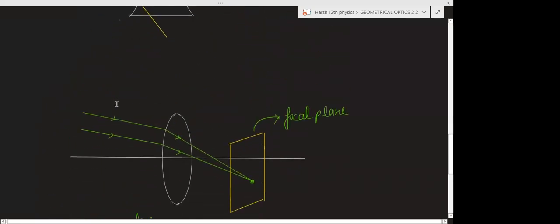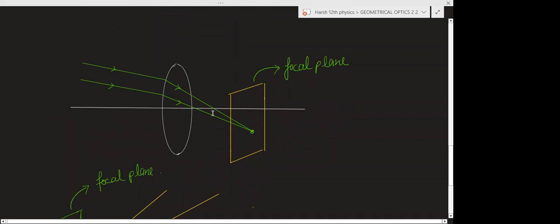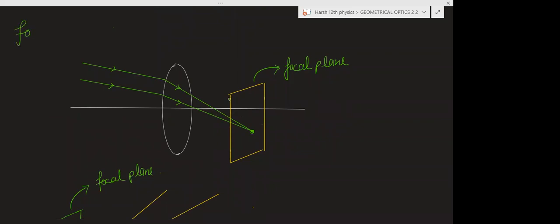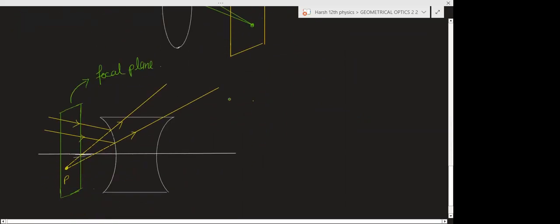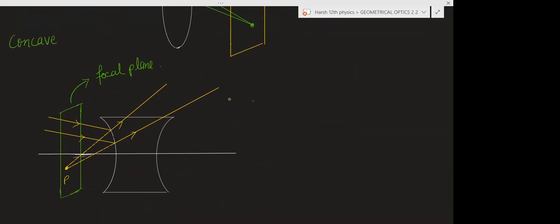This is the focal plane. Okay, write down here: focal plane for convex lens. This is the focal plane for concave lens. Concave lens. Yeah, concave.